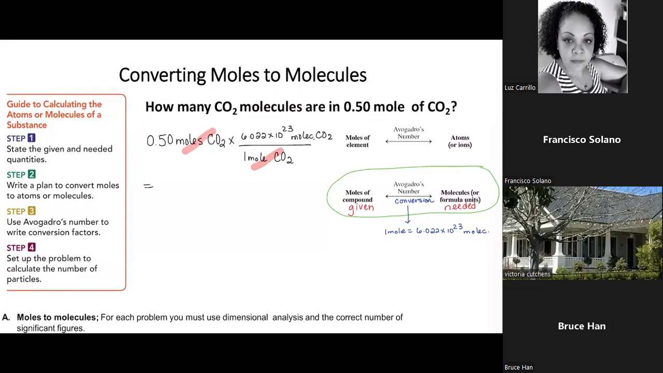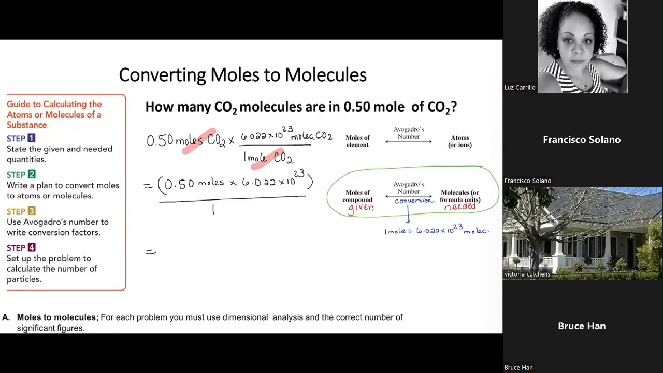So that means that I'm going to take 0.50 moles times 6.022 times 10 to the 23rd. You're going to divide the whole thing by one. Now, this is where our best friend in the whole wide world comes back, sigfigs. When I put this in my calculator, how many sigfigs do I need in my final answer? Great job. I need two.